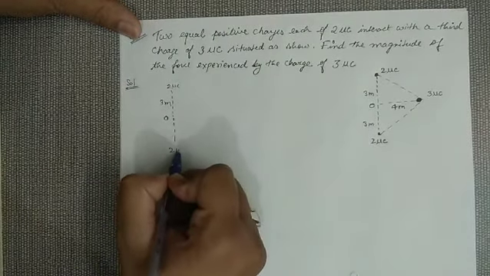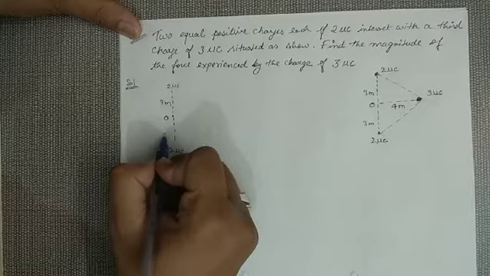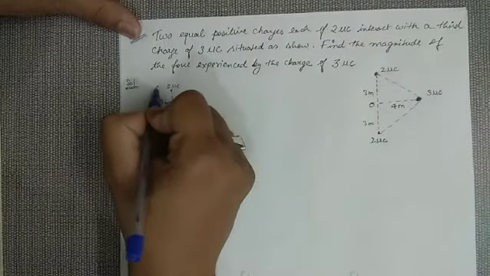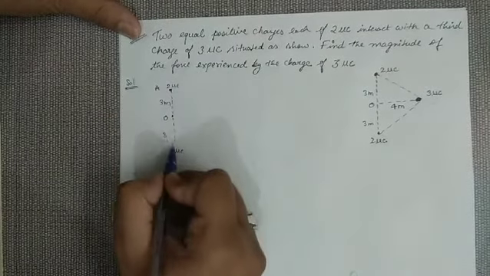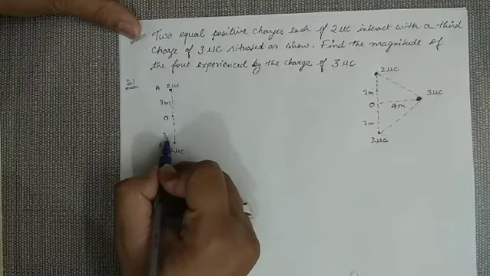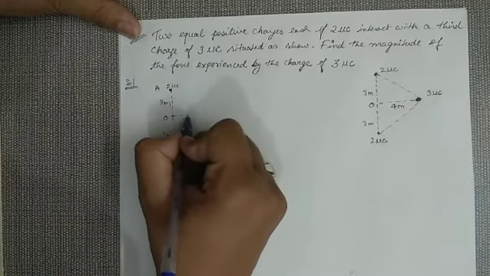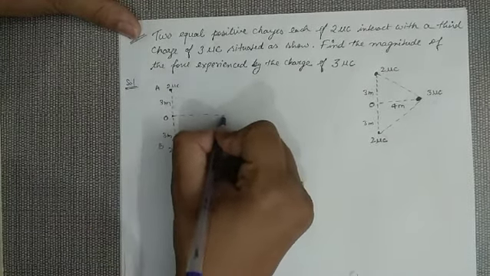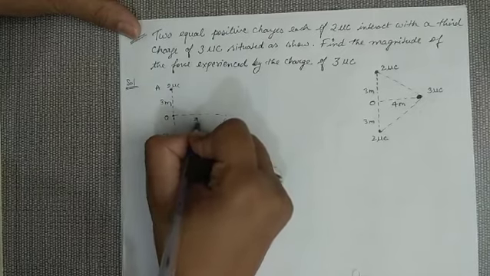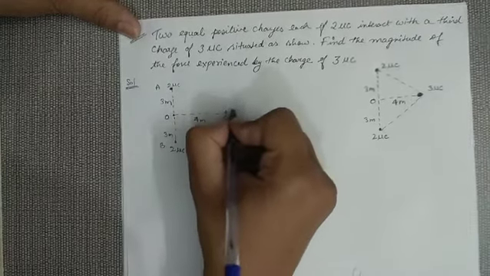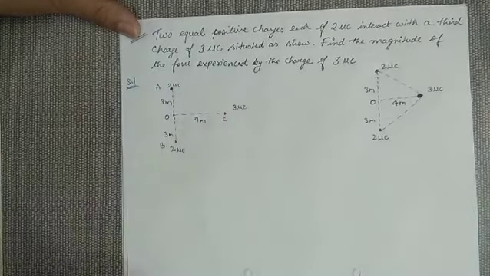Another 2 microcoulomb is here, and again this distance is 3 meter. Now name this point as A, this is O, and this point as B. Now from this O, name this as point C. This distance is 4 meter. Here the charge is 3 microcoulomb.